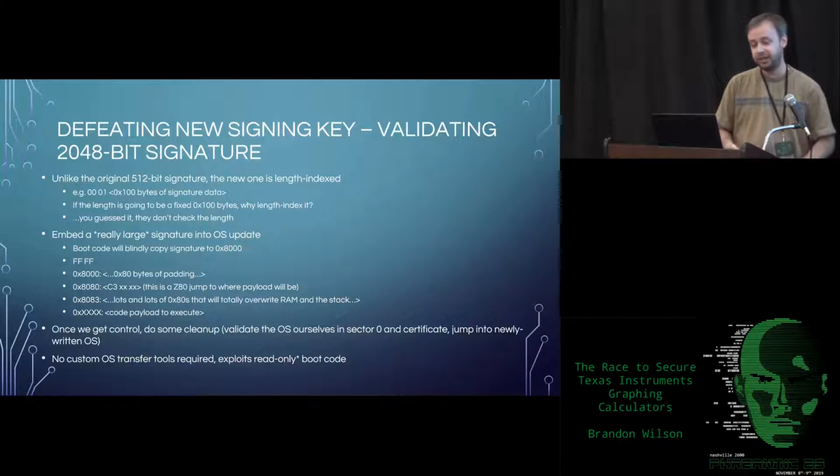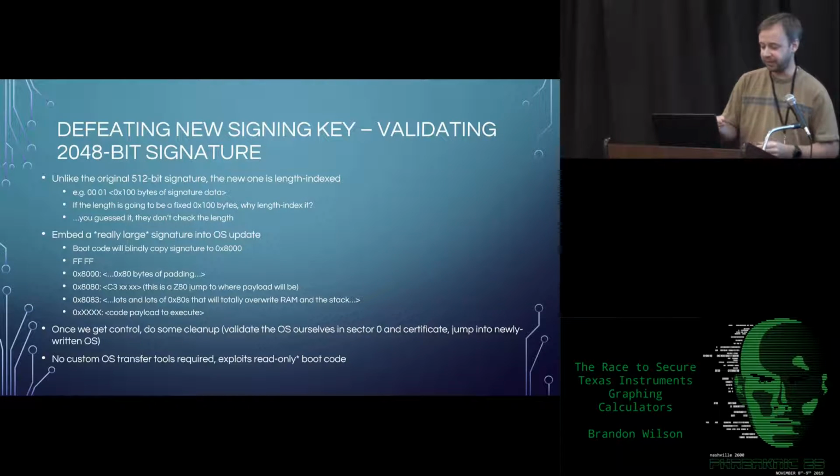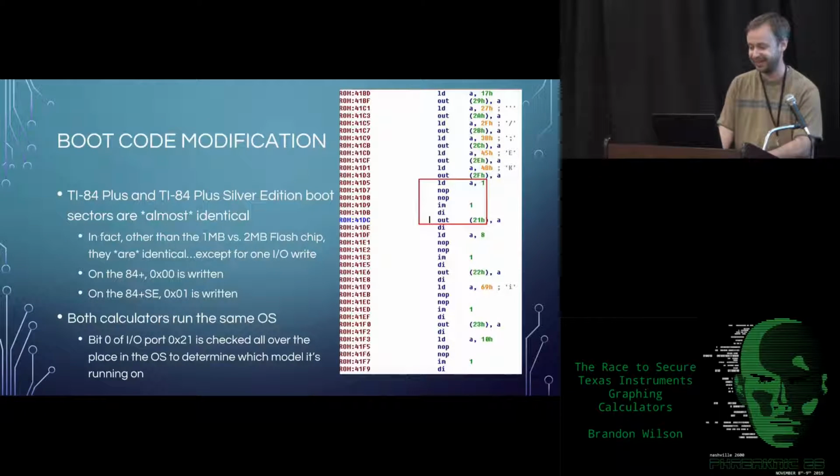Once we get control, we can do some cleanup, such as marking the OS valid in the certificate ourselves, both there and in the flash sector, because flash is unlocked so we can modify it ourselves, and then just jump into the start of the OS. The nice thing about this is that no custom OS transfer tools are required. We just create a specially crafted OS update file with this big signature. And this exploits the read-only boot code, so all models manufactured up to that date are vulnerable, so they're screwed.